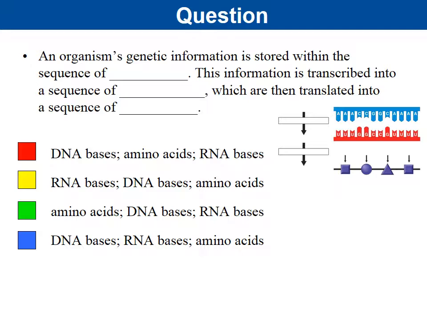Yellow, RNA bases, DNA bases, amino acids. Green, amino acids, DNA bases, RNA bases. Or blue, DNA bases, RNA bases, amino acids. So go ahead and pause.